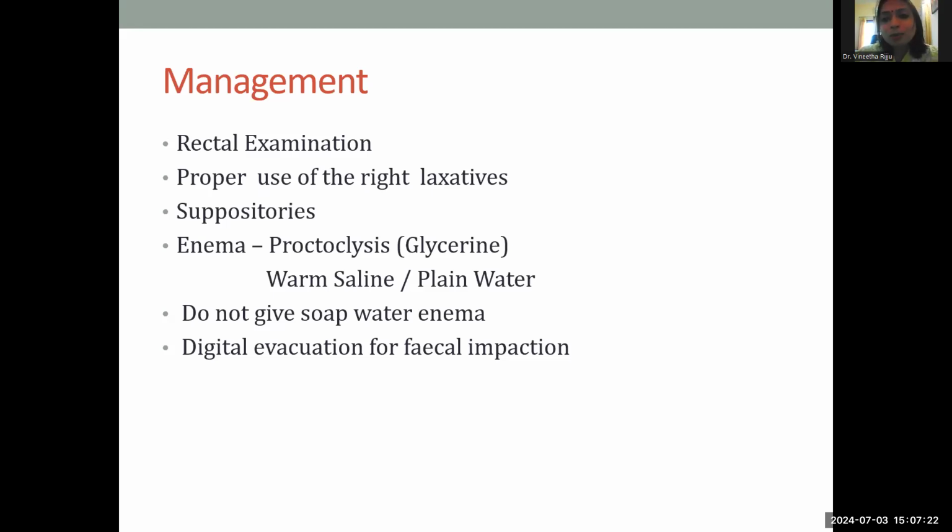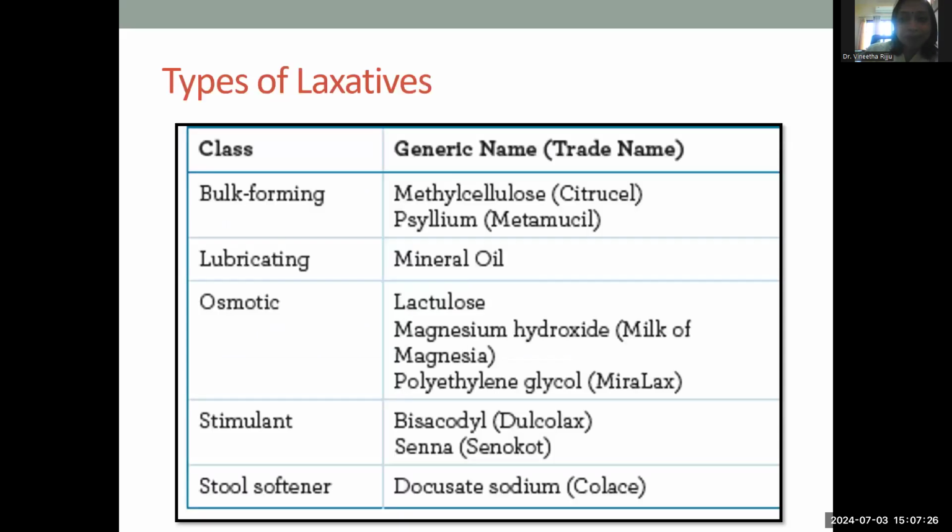Do not give soap and water enemas if possible. Digital evacuation for fecal impaction. Right now, again, coming to laxatives, there are different types of laxatives, right? And which are safe, and a good suppository is what Dr. Dilip was saying. Most often what we use is bisacodyl suppositories, and bisacodyl suppositories are pretty safe, and they also have a very good action.